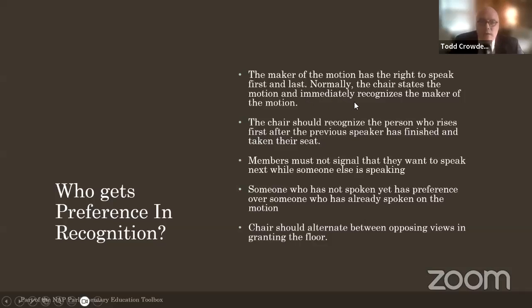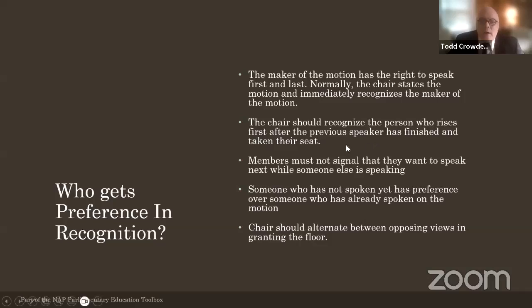Normally, after the motion is made and seconded, the chair states the motion and immediately recognizes the maker of the motion. And that works because usually it's assumed that the maker of the motion is going to want to say something. That would be weird if they made a motion and then just zipped their lip after that. They want to sell it, right?